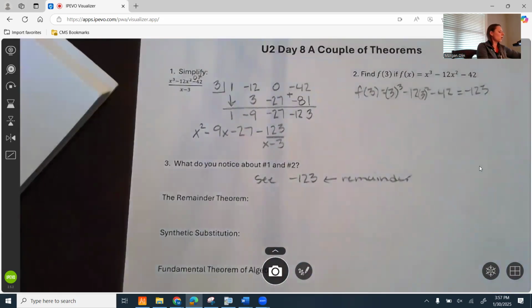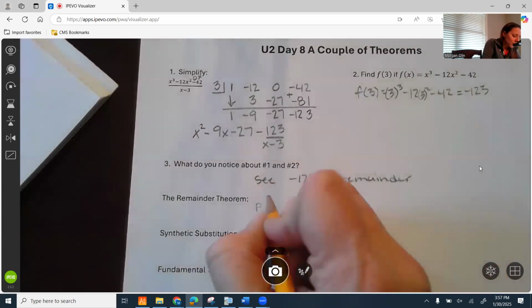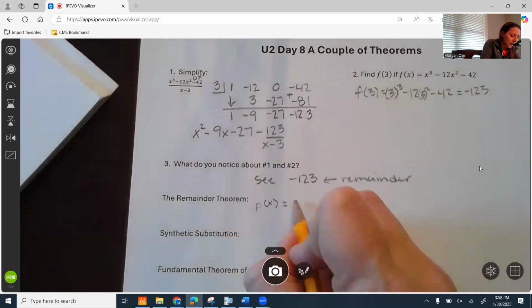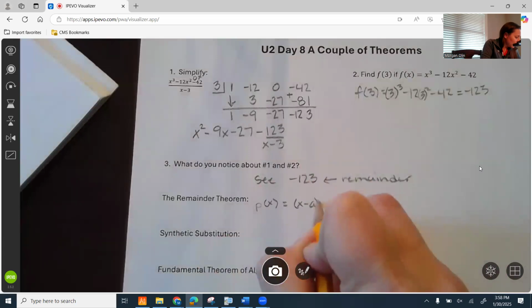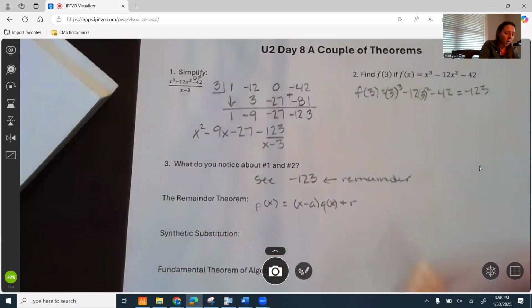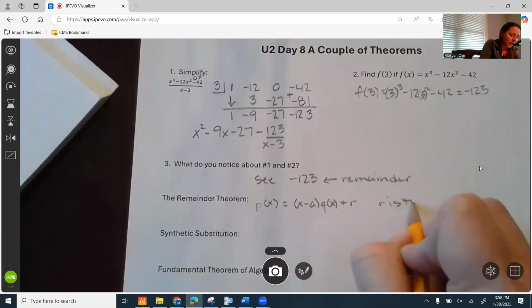Well, there's something called the remainder theorem. The remainder theorem says this: P of x equals x minus a times q of x plus r, and r is the remainder.